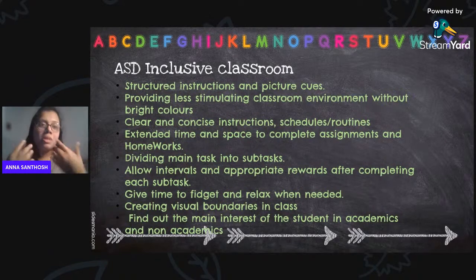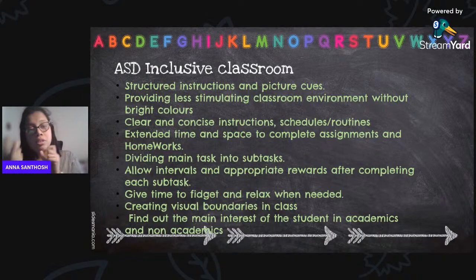Don't give abstract instructions or instructions that are really hard for students to comprehend. It would be good if you could include more visual instructions than just talking or giving oral instructions. That would be really good for students with ASD in your classroom. And if they have communication issues or difficulty interacting with you, you can give them some picture cues.